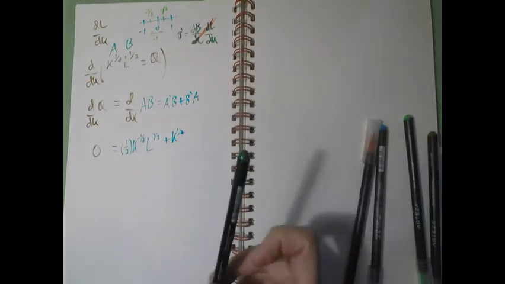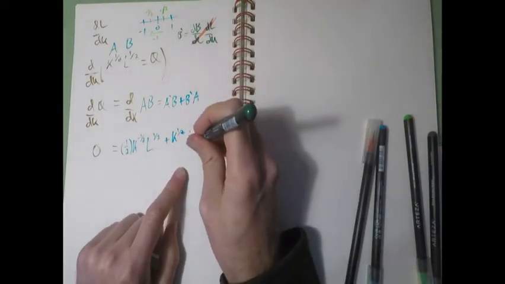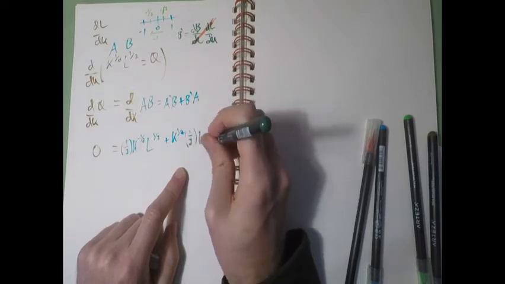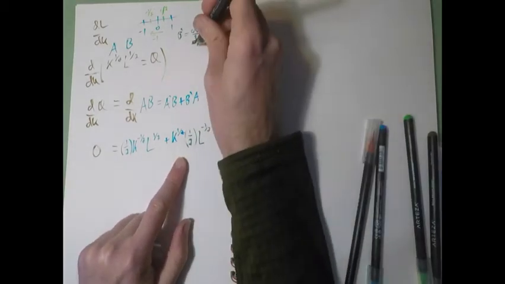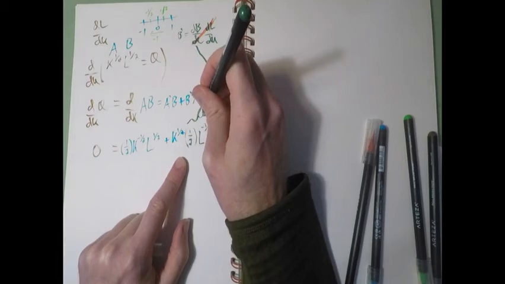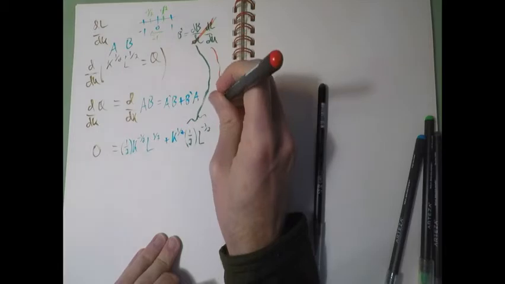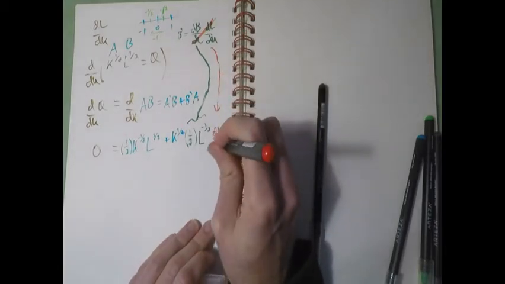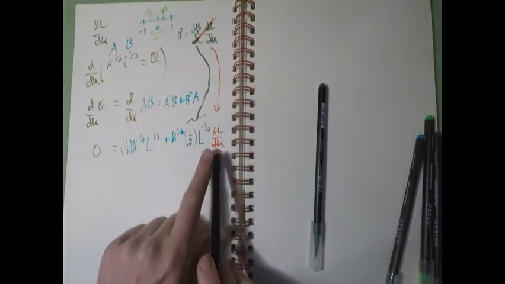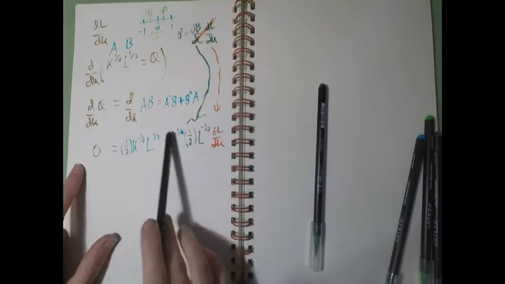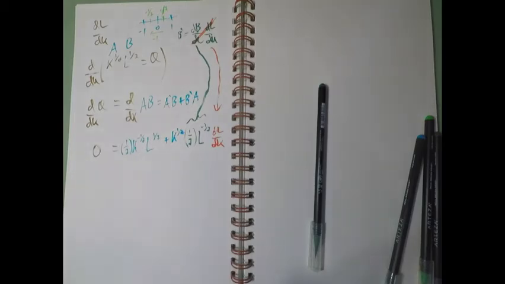And I'll switch to green just to make it stand out a little bit. So dB dL, that is 1/2 times L to the negative 1/2, right? So this is dB dL. And then dL dk just comes down here. We don't know what it is, but we know that it's there, and we know that we have this rest of the equation, which means that we can do a little bit of algebra and solve for this.